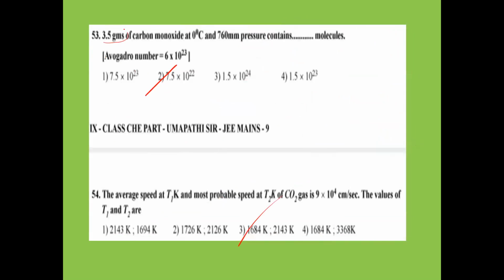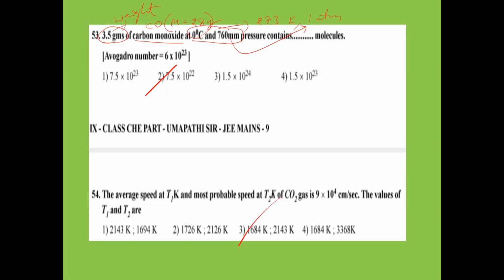Next, 3.5 grams of carbon monoxide. What is the gram molecular mass? 28 grams per mole. Given mass is 3.5 grams, molecular mass is 28. The formula for number of moles is weight by gram molecular weight. And the temperature given here is 0 degrees Celsius, which means 273 Kelvin, and 760 mm pressure means 1 atm. They give 760 mm is equal to 1 atm.